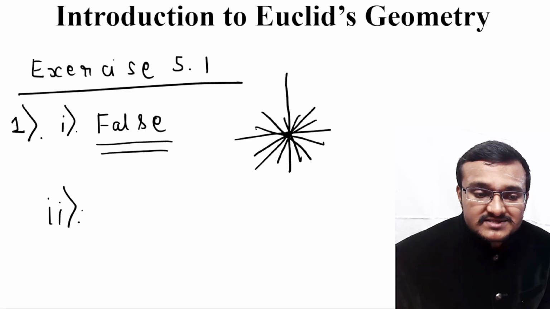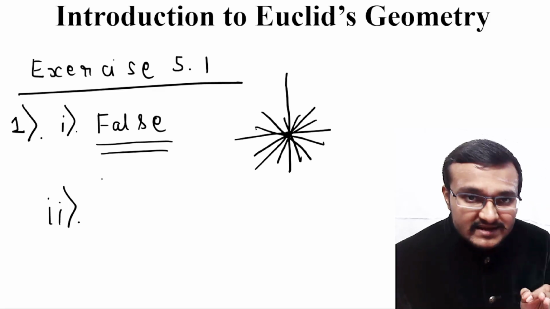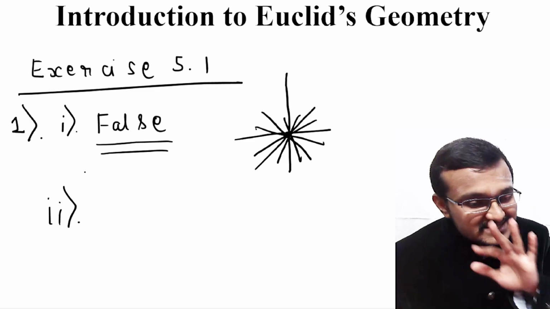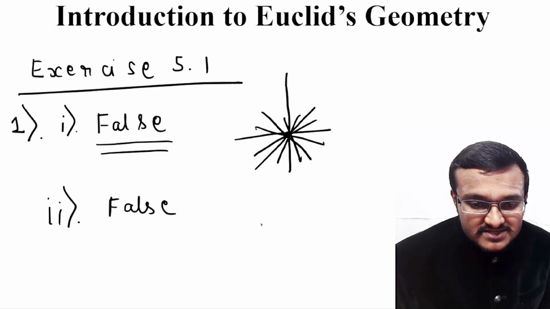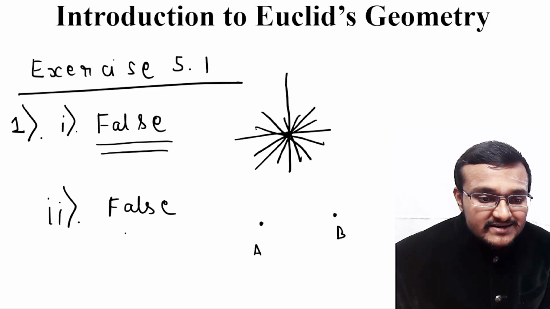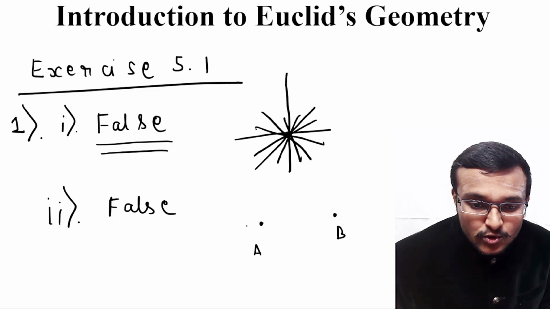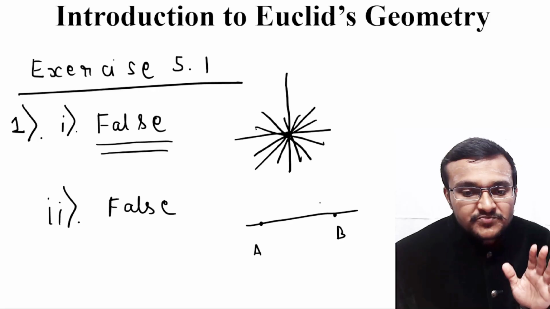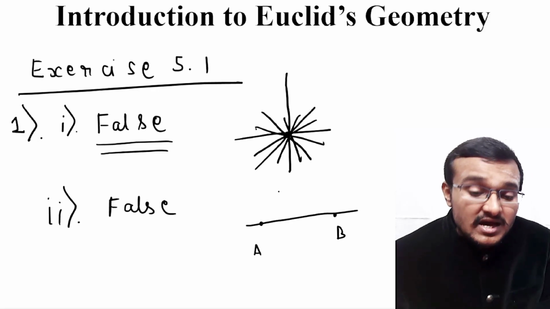Now we will look into the second statement: there are an infinite number of lines which pass through 2 distinct points. This is also false. If you have 2 distinct points, let's say A and B, they are telling that infinitely many lines can pass through A and B. No, the only straight line which can pass through A and B is this one. No other straight line can pass through A and B.